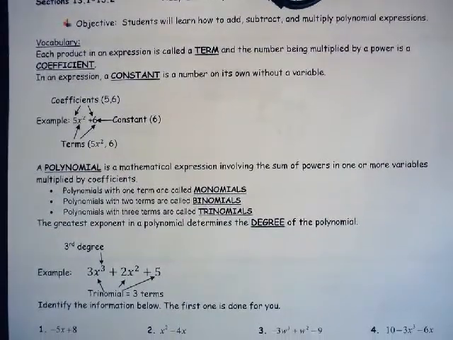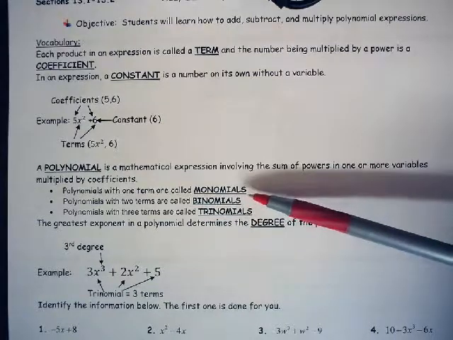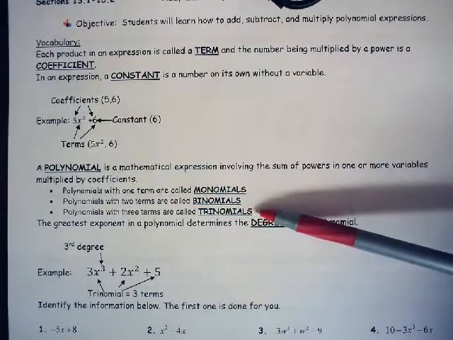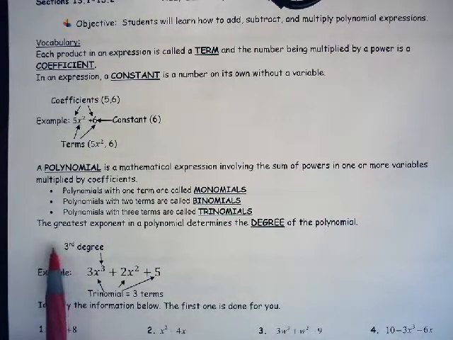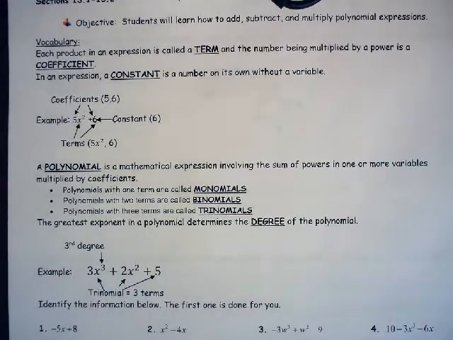So polynomials that have only one term, remember what a term is up here, are called monomials. And polynomials with 2 terms are called binomials. And then polynomials that use 3 terms are called trinomials. And then the last bit of vocabulary is that the greatest exponent in a polynomial determines the degree of the polynomial. So if we look at all of these, which is my greatest exponent? This one doesn't have an exponent, it's my constant. This one is x squared, and this one's x cubed. So my greatest exponent is 3, so we'd call this a third degree polynomial.